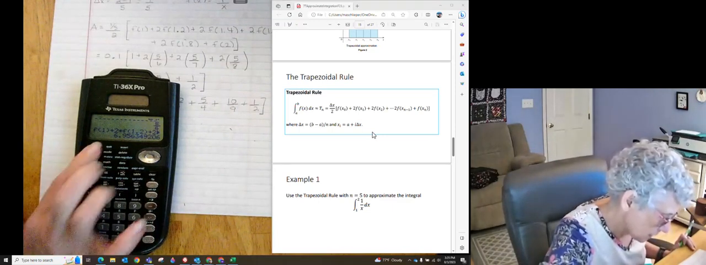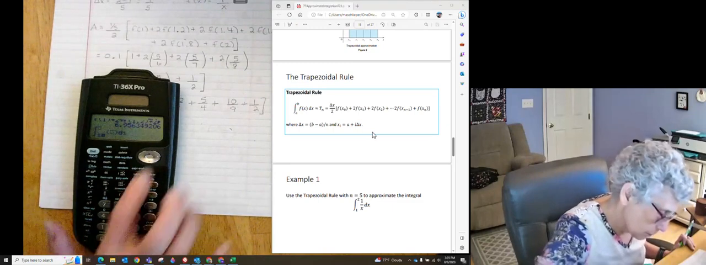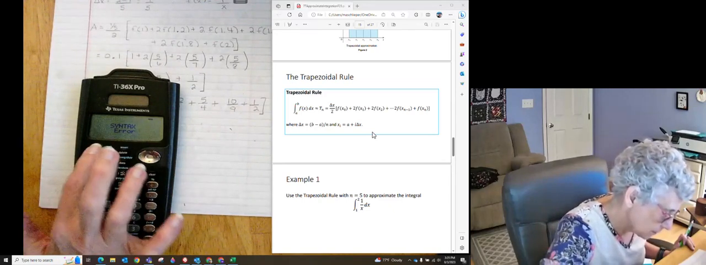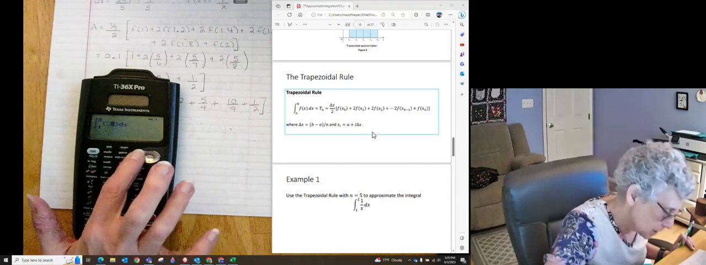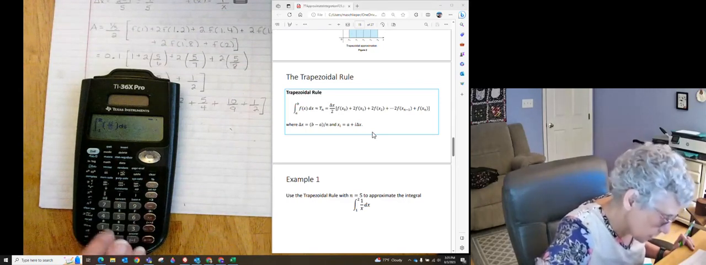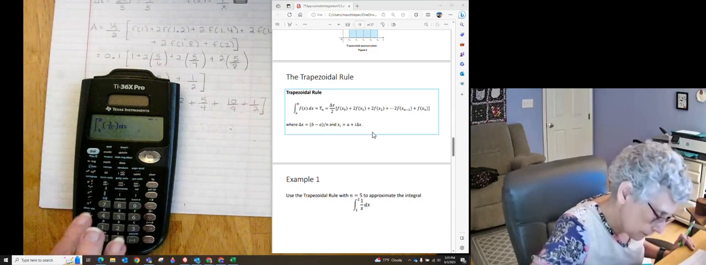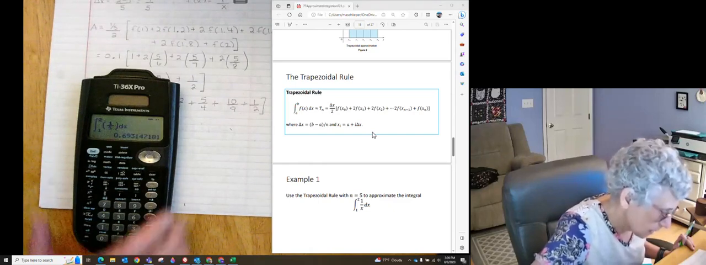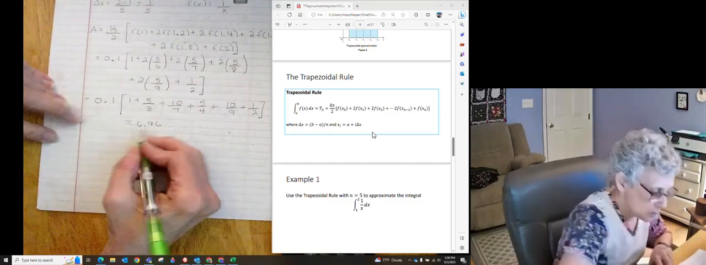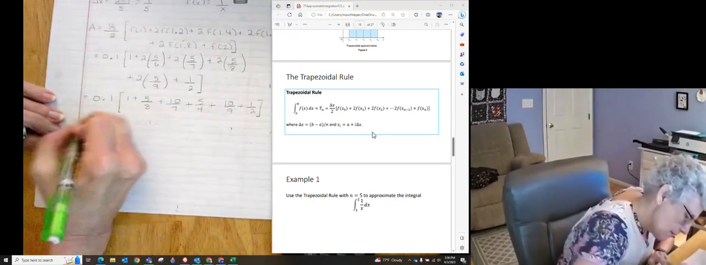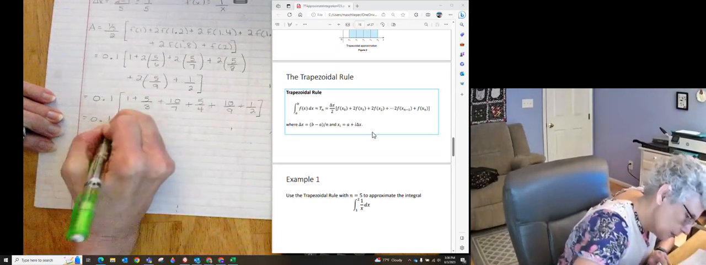Now let's see how good an estimate we have. We can look at the second integral from 1 to 2, and since I already have my function in there, I can just do f of x. I'll just do 1 over x. And it's about 0.69, and that's because I needed to multiply that by 0.1. This final answer is actually 0.1 times 6.96.